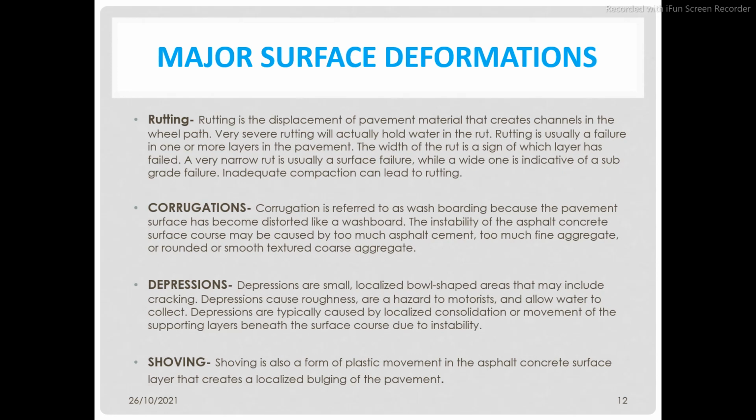Minor corrugations are repaired with an overlay or surface milling. Severe corrugations require a deeper milling before resurfacing.